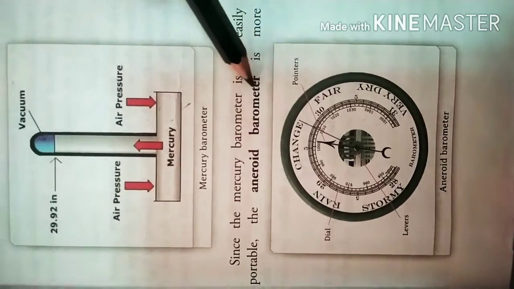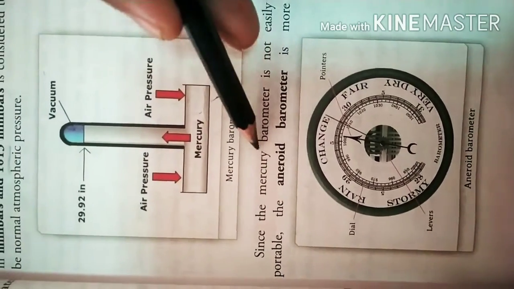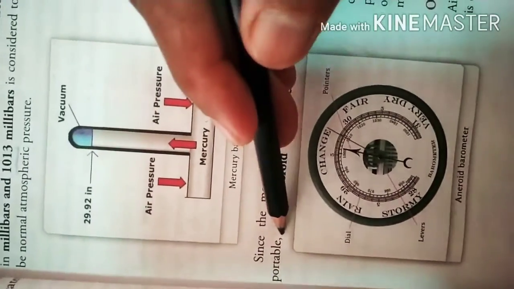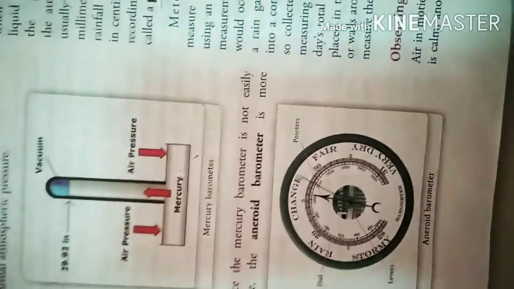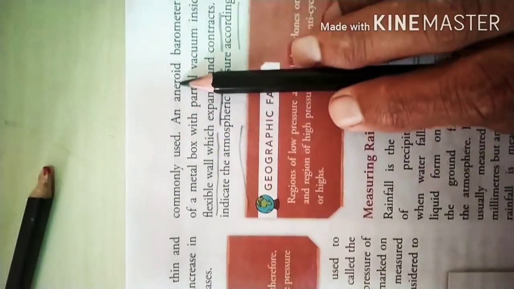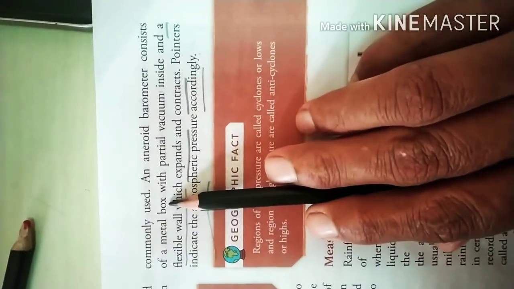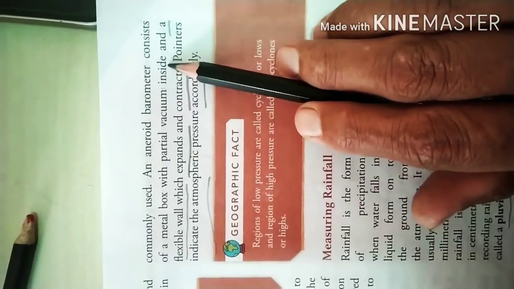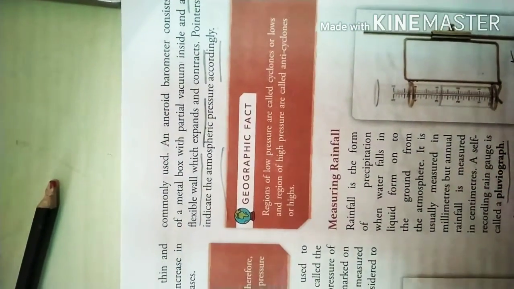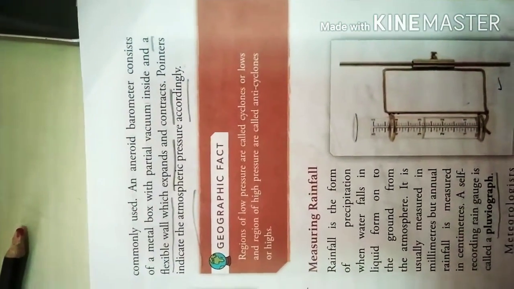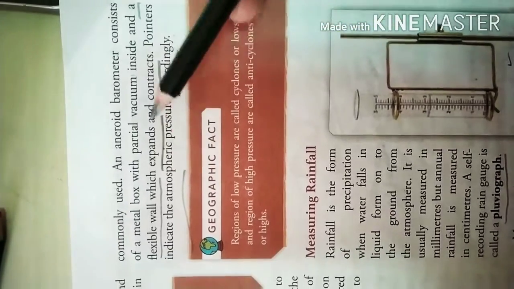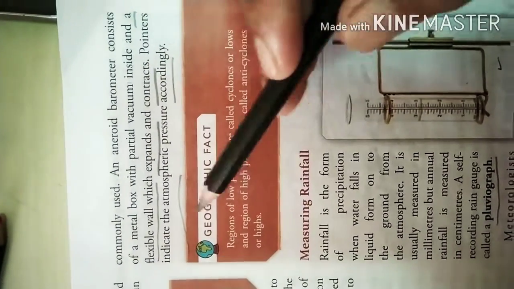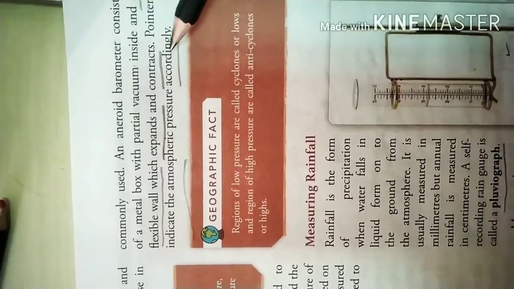This is the aneroid barometer. Since the mercury barometer is not easily portable, meaning it is not easy to carry, the aneroid barometer is more commonly used. An aneroid barometer consists of a metal box with a partial vacuum inside. The vacuum inside is like the blood pressure machine. When we pressurize, it will expand. And a flexible ball expands and contracts. Pointers indicate the atmospheric pressure accordingly.